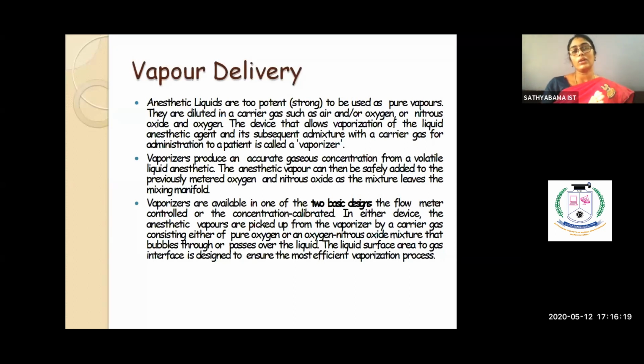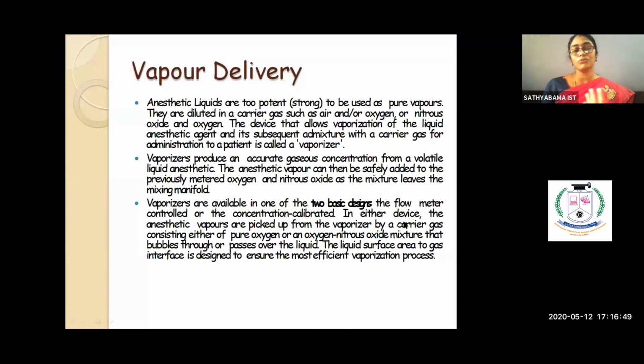As said, I cannot give it as a strong liquid. So what do I have to do? It has to be diluted into this oxygen and nitrous oxide, or air or oxygen, whichever we're going to take. Mostly it is oxygen and nitrous oxide. So what does a vaporizer do? It vaporizes this anesthetic agent. It tries to make it into a vapor. This vapor mixes in with the gases, and then it goes on to the subject. So that's what is happening.